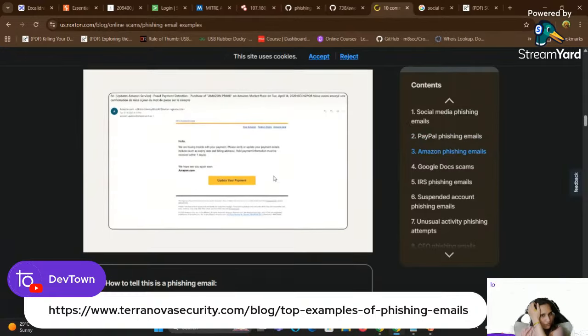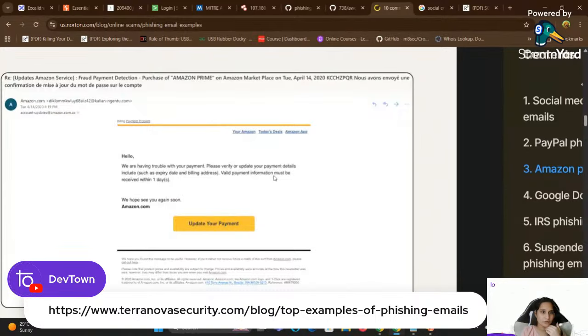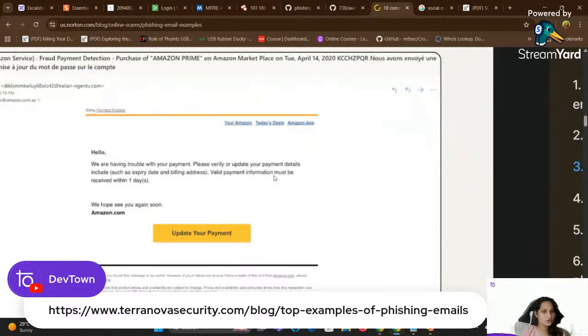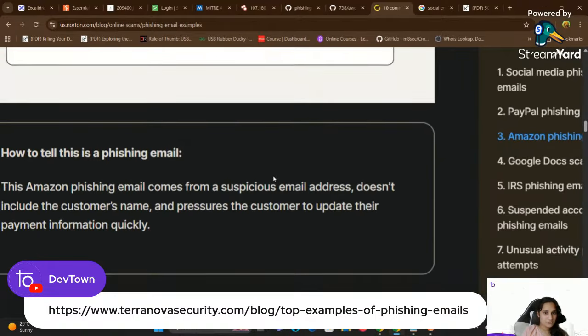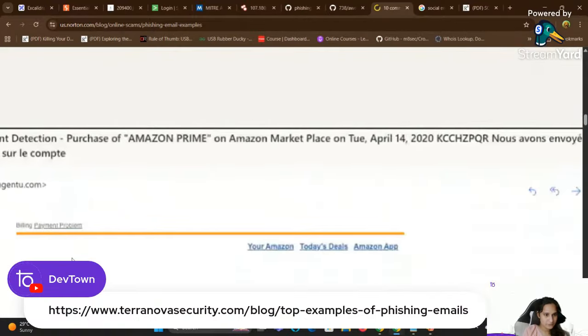So yeah, you can see over here there's an example of an Amazon phishing attack, where it says we have detected a fraud payment, so you have to update your payment. That's how you will lose your credit card details, credit card information, and your financial data. Your bank account will be compromised. That's how you can tell this is a phishing email. Amazon phishing emails come from a suspicious email address. First of all, you can see over here that it is definitely a suspicious email address.